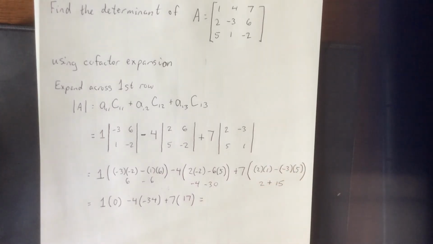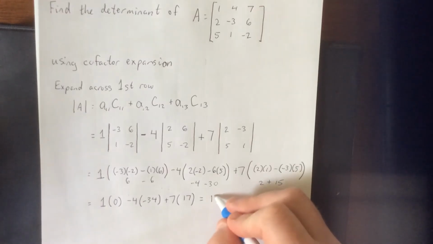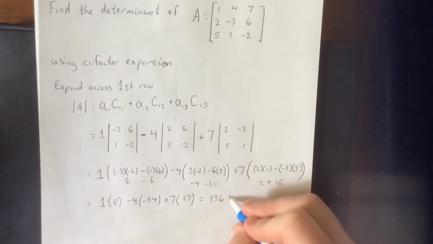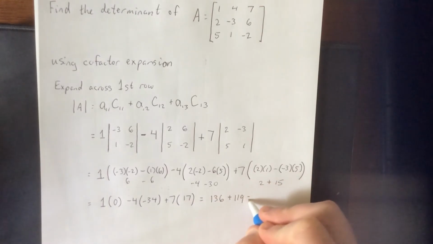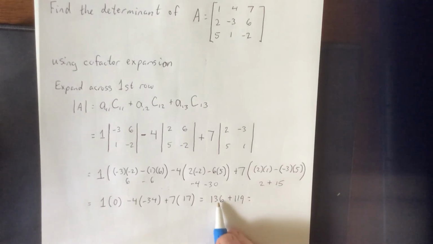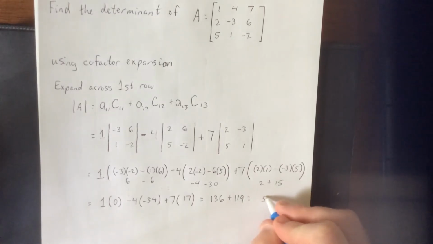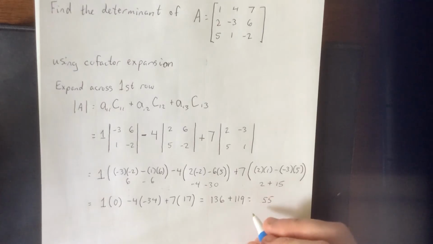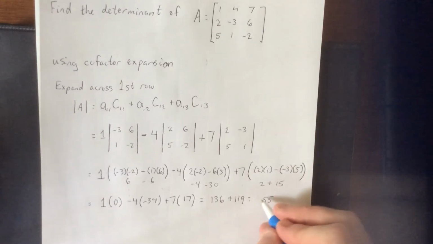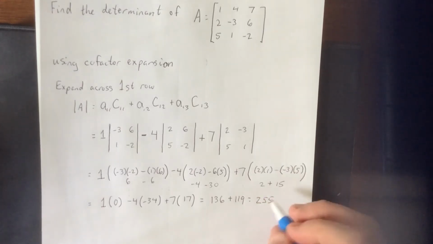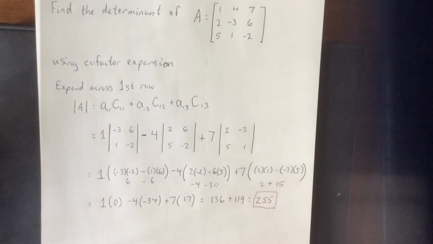Apparently I felt like giving myself a bit of a challenge in this problem. So that's 136 plus 119. 36 and 19 is 55, and 1 plus 1 is 2. Okay, so 255 for this determinant.